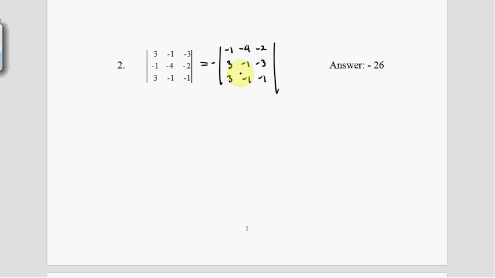The question is, why did I put a negative in front of the, that's not a matrix anymore, it's the determinant. Put a negative in front of the determinant. If you interchange rows, you negate the determinant. It's a theorem.